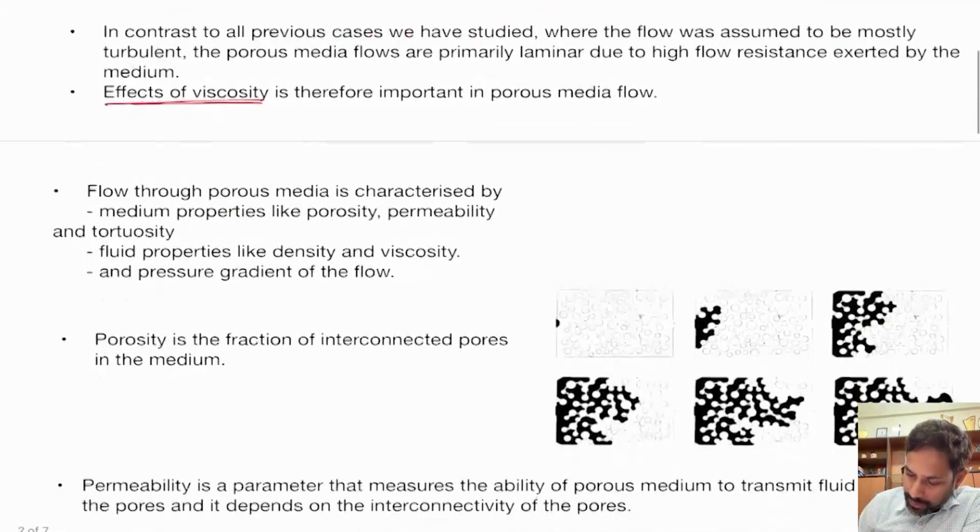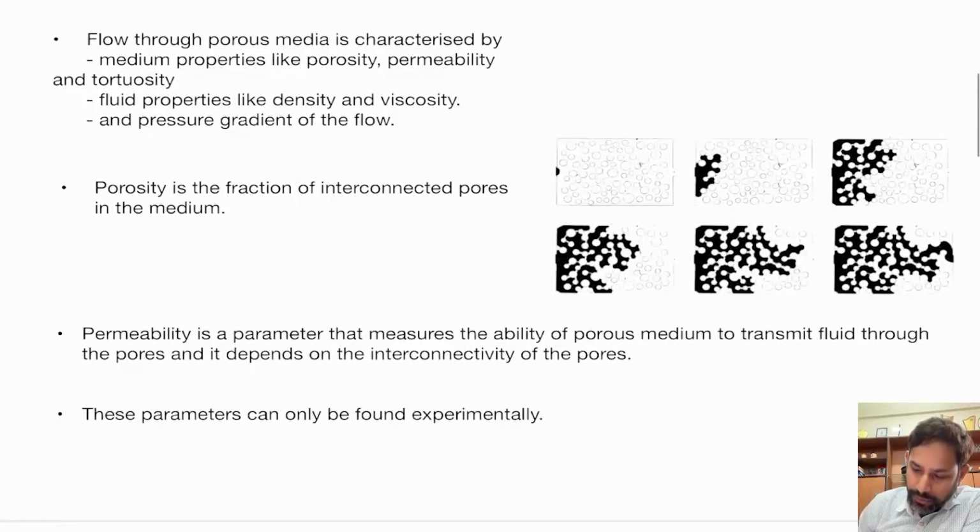So let's consider a flow through porous media, and we want to understand what it actually depends on. If you're trying to inject some fluid in porous media or there is a flow happening, that generally depends on three types of parameters. So the first one is medium properties, which counts, for example, porosity, permeability, tortuosity, etc. We are going to see what these properties are. So that is the first type of property, right?